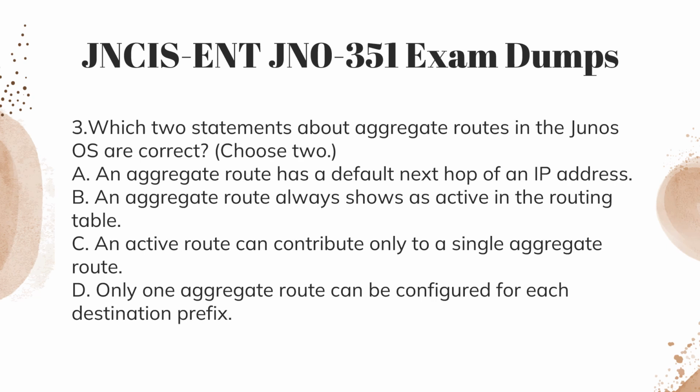3. Which two statements about aggregate routes in the Junos OS are correct? Choose 2. A. An aggregate route has a default next hop of an IP address. B. An aggregate route always shows as active in the routing table. C. An active route can contribute only to a single aggregate route. D. Only one aggregate route can be configured for each destination prefix.